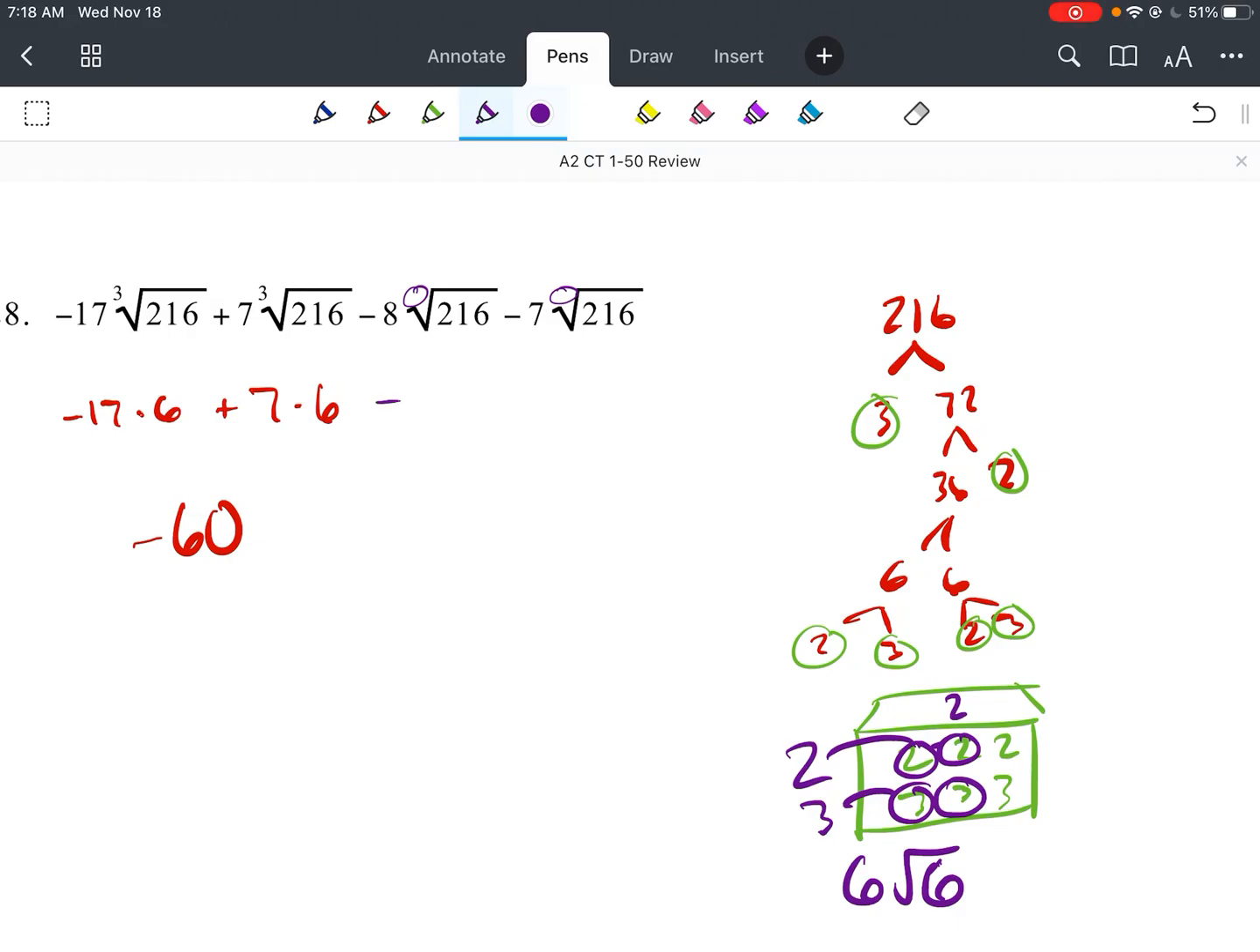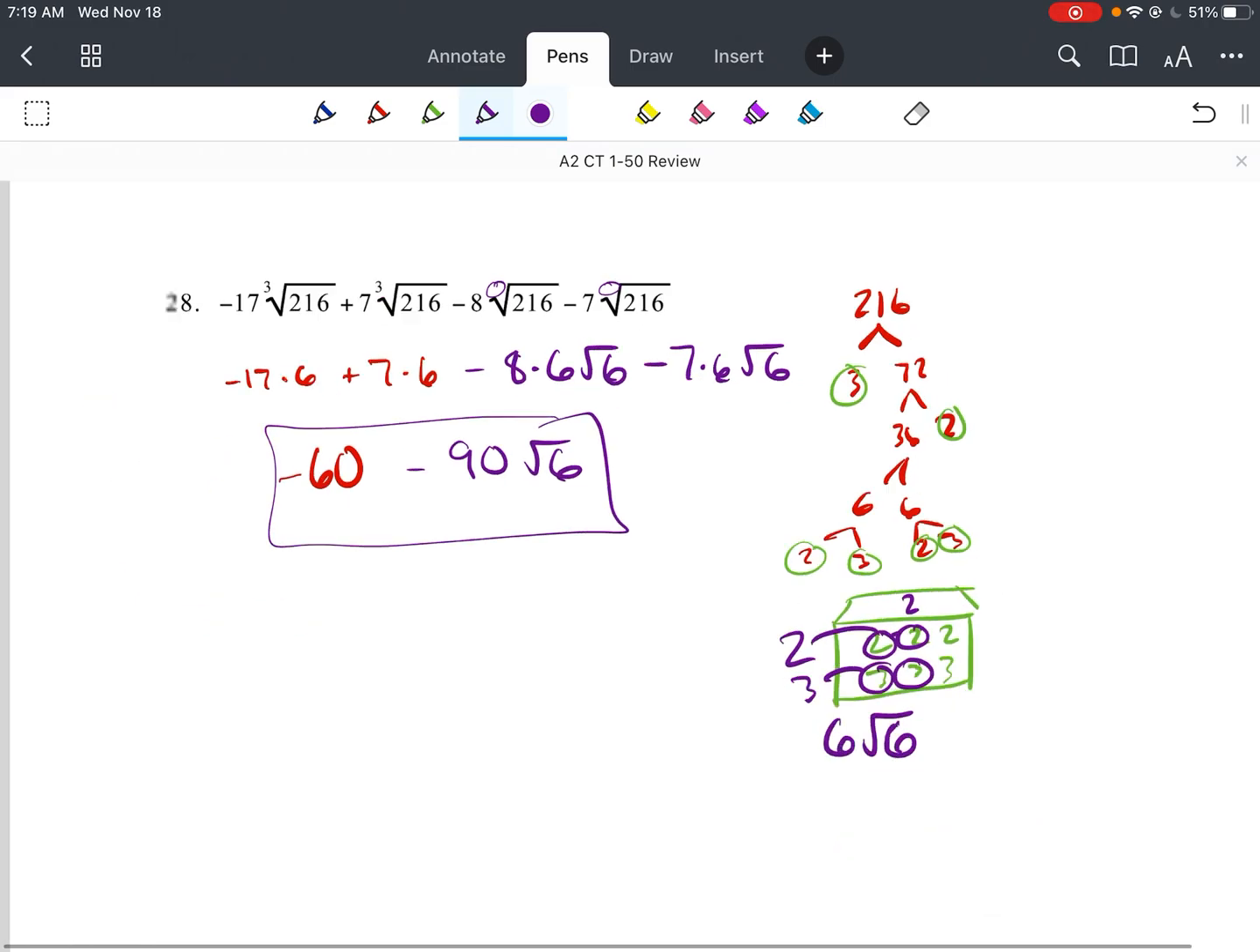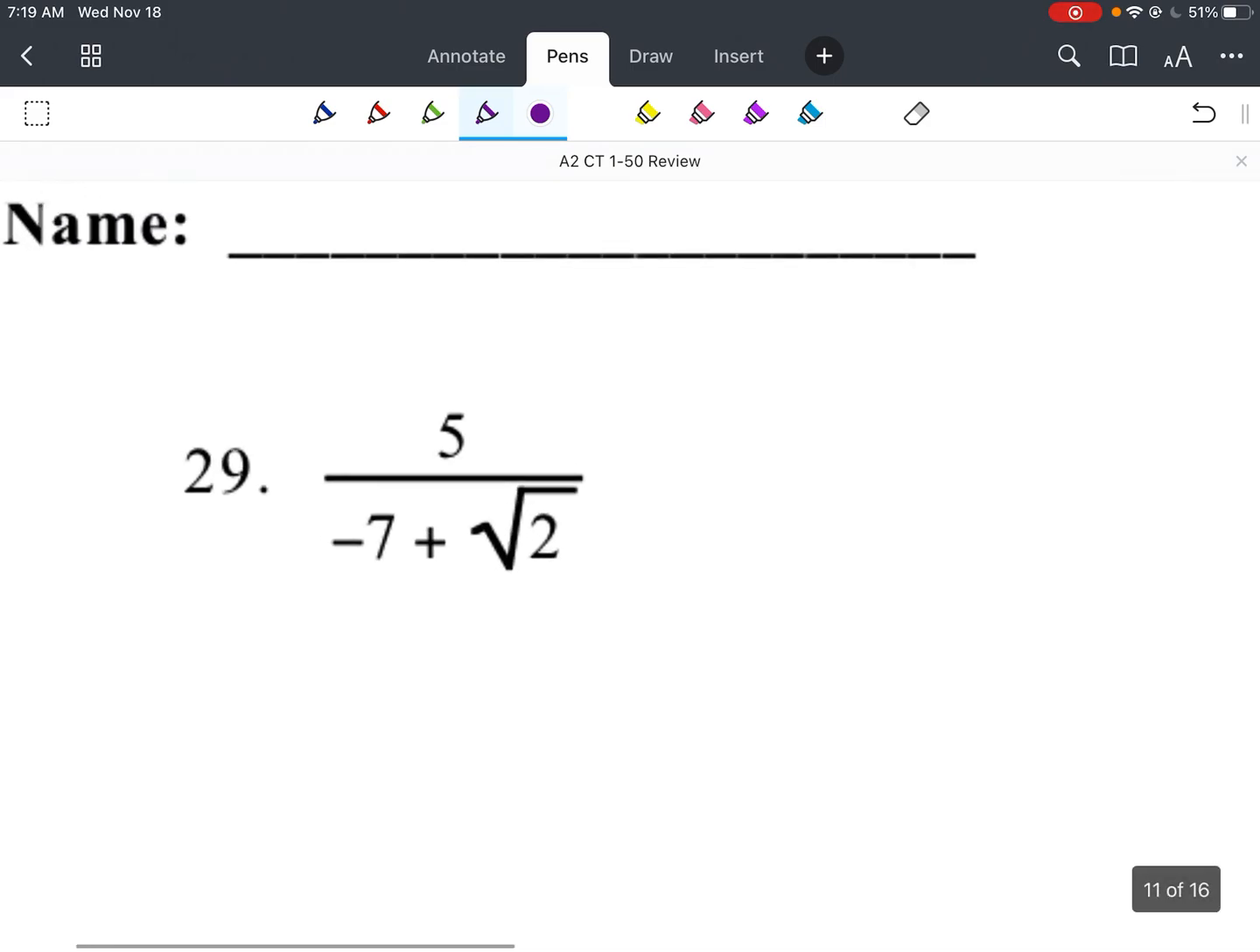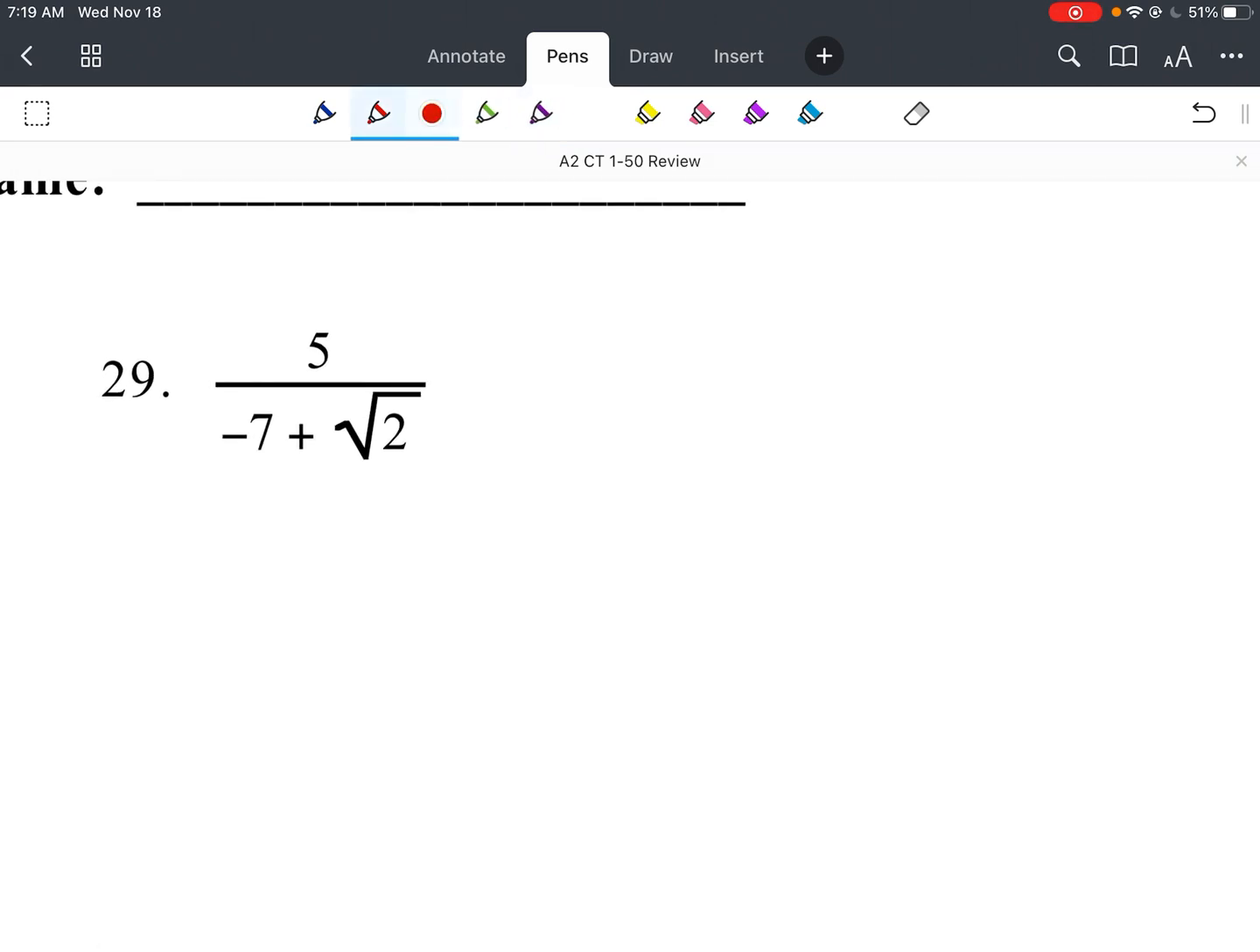So each of these, this is minus 8 times 6 rad 6, and minus 7 times 6 rad 6. Okay? And when you work all that out, this would be minus 90 rad 6. Okay? Let's keep it going. You need the conjugate here to knock out your terms here. So this would be equal to 5 over, well, let me do my conjugates first.